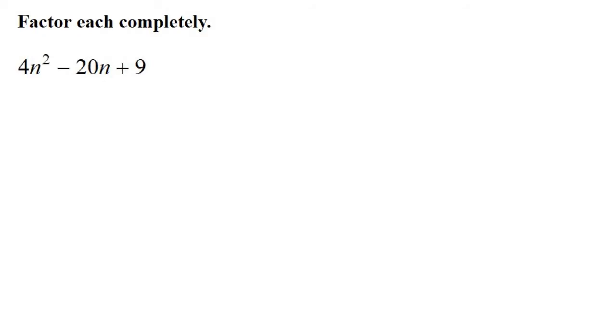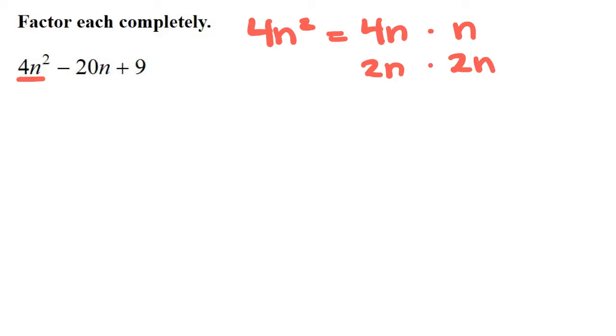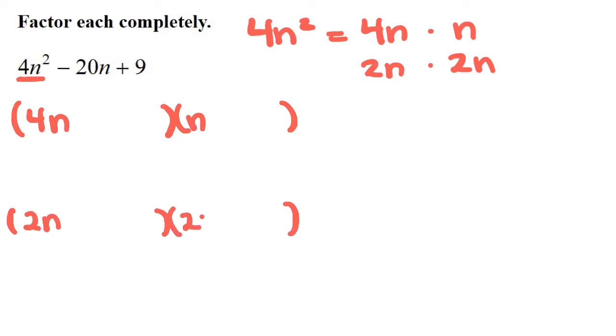In our last example, we need to figure out what we're going to have in the first part of our parentheses, so we get 4n squared. Now in order to get 4n squared, you could have 4n times n, or 2n times 2n. So if I set up my parentheses, I know I'm going to either have 4n and n, or 2n and 2n.